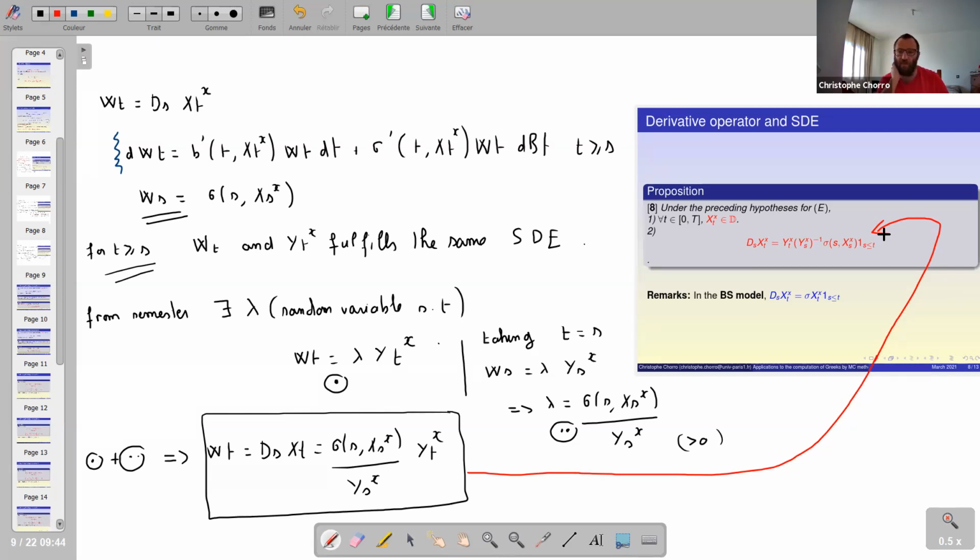and using the properties of the derivative operator, I am able to fix what this constant is, in terms of the coefficient sigma of the stochastic differential equation and the inverse of the first variation process at time small s.